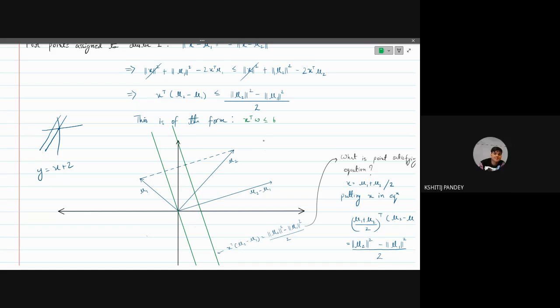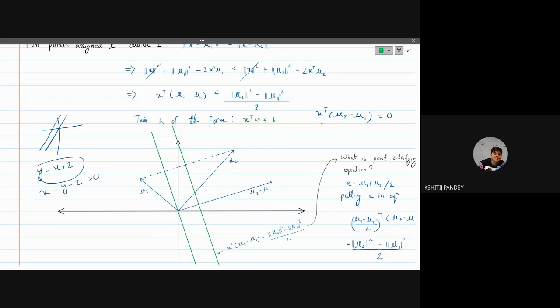The same thing is happening here. So here what we have is x transpose (mu2 minus mu1) equal to 0. So we are just introducing what? This can be written as x minus y minus 2, right? Equal to 0.